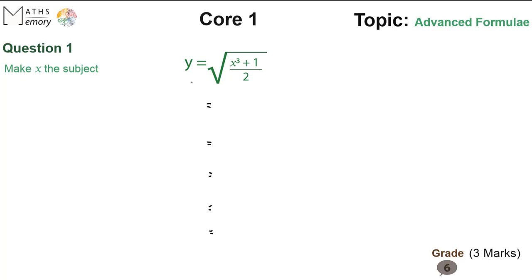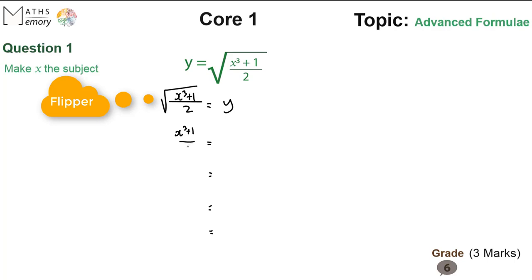So this is no maths involved. Whatever we see on the right, we simply write on the left. So square root of x cubed plus 1 all over 2 equals y. So this is just simply the flipper. Okay, we're used to that from basic formulae. Now let's look at the square root. We want to get rid of the square root, so we're going to square everything in sight. Okay, if you square everything on the left hand side, i.e. this fraction, you're simply left with everything you see inside that. Okay, so we have this equals y squared this time.